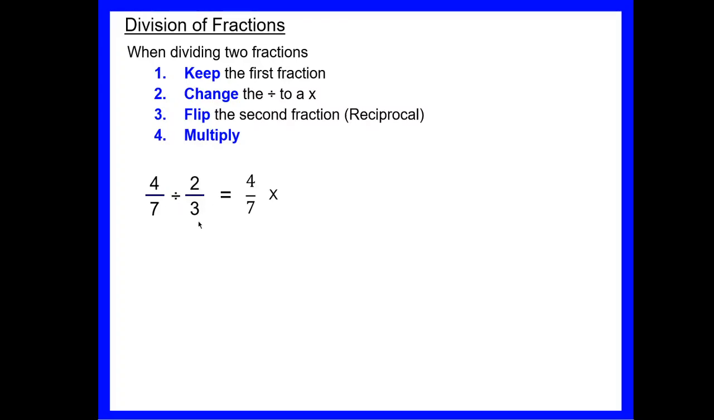Because we've changed that symbol from a divide to a times, its opposite, we need to change the fraction after it to its opposite as well. So the inverse, the reciprocal, of 2 out of 3 is 3 out of 2. We keep the first one, we've changed the symbol, and we've flipped the second fraction. Now we're back to a normal multiplication, so we can multiply as normal. Multiply the numerators, multiply the denominators. So 4 times 3 is 12, 7 times 2 is 14, and we can simplify our fraction. Dividing both of these by 2 gives us 6 out of 7.